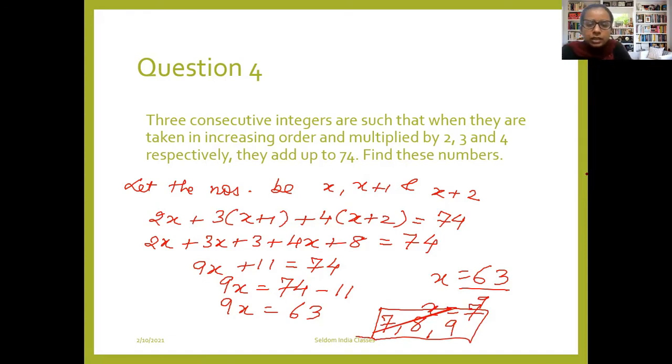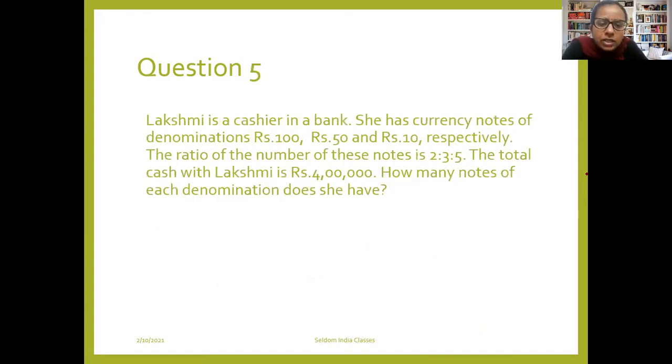Now, moving to our next question. Lakshmi is a cashier in a bank. She has currency notes of denomination rupees 100, rupees 50 and rupees 10 respectively. The ratio of the number of these notes is 2 is to 3 is to 5. The total cash with Lakshmi is rupees 4 lakh. How many notes of each denomination does she have?